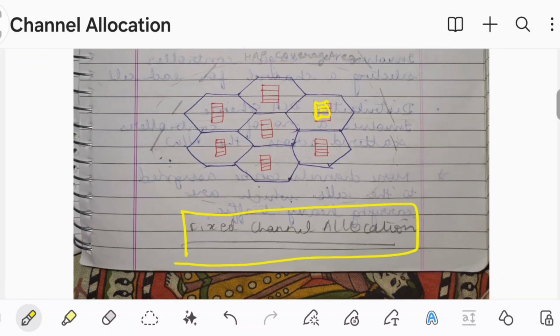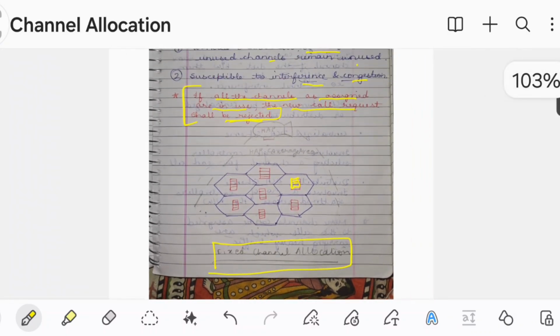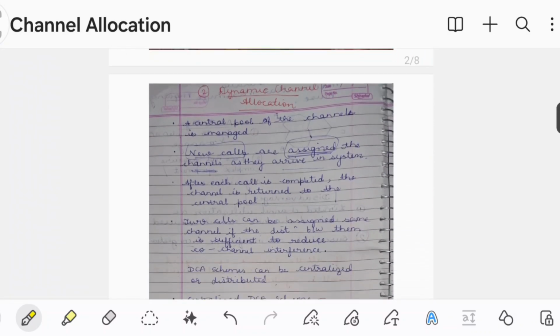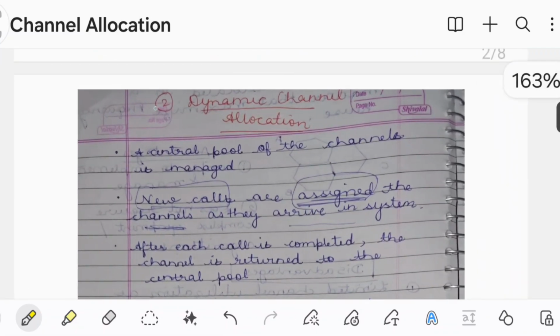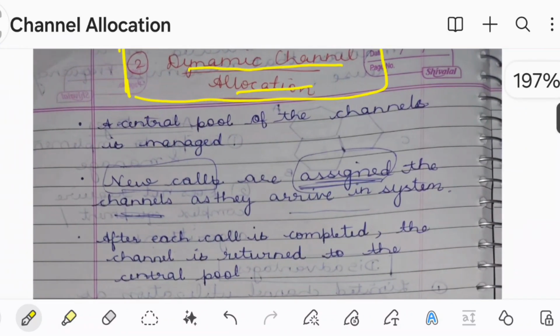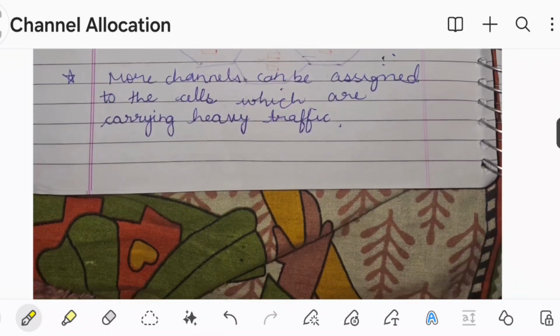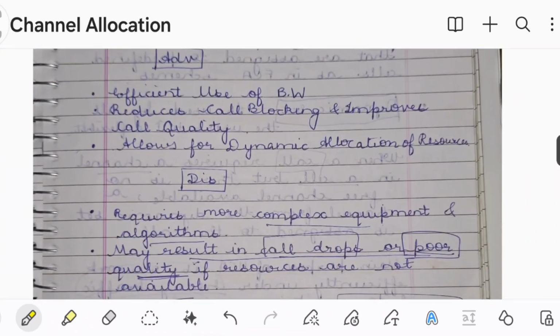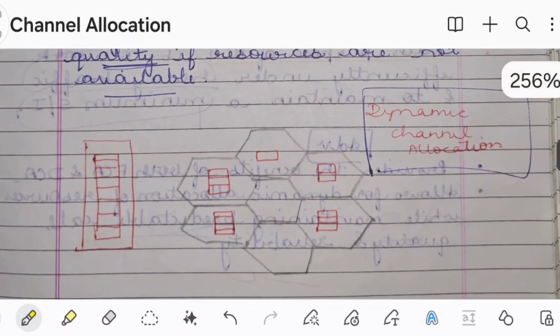Okay, fixed channel allocation. Now let us see the second one, the dynamic channel allocation. Now what does dynamic mean? There is a central pool of channels that is managed. So let me show you through the diagram first. Here's the diagram.